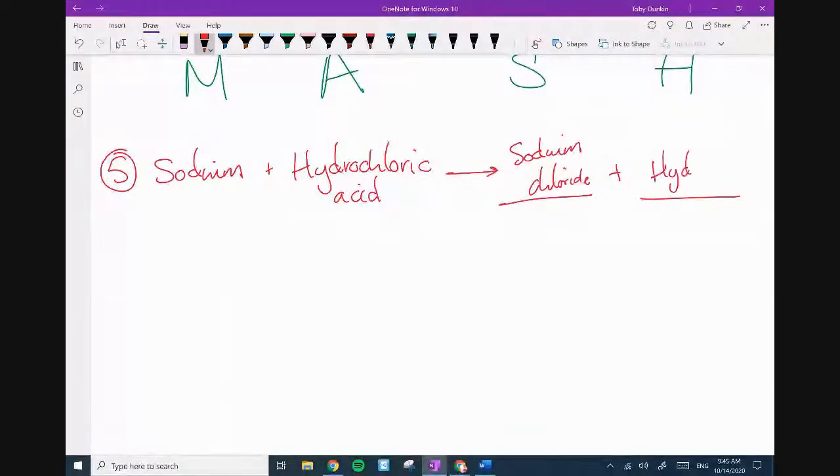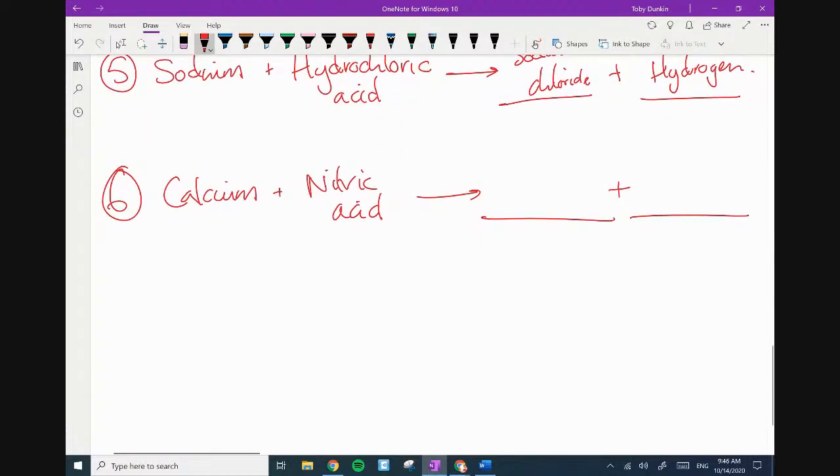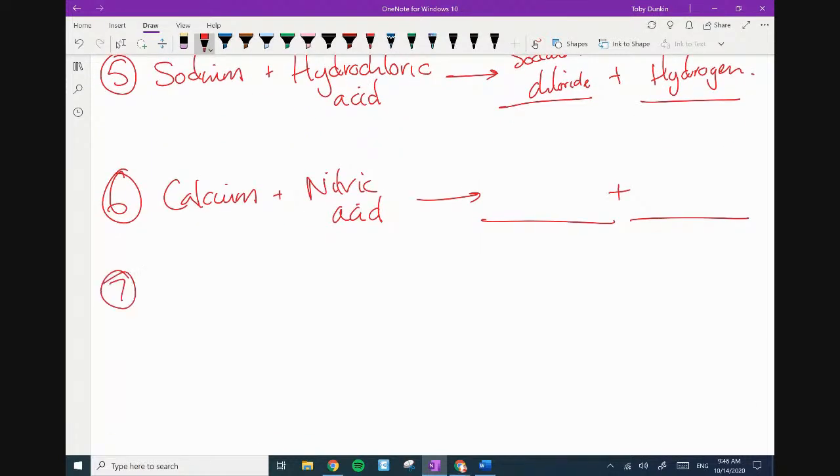Let's do another one. So number six. Calcium plus nitric acid. Blank and blank. Off you go. Let's see who gets to jump in there, who gets in there first. And since I'm waiting for you guys to respond, I'm then going to do, let's do potassium plus sulfuric acid.